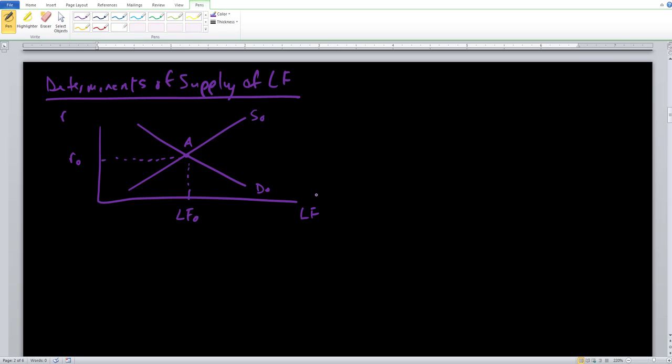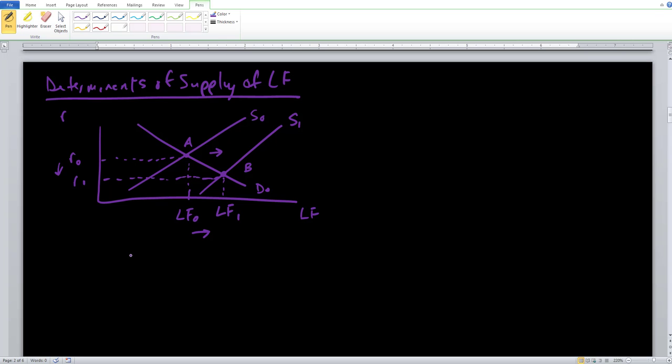We want to see what happens when we increase supply. Remember, with increases in supply, we shift it over to the right. We end up at point B. And what do we notice about our new equilibrium? Anytime we have an increase in supply, we're going to have a lower interest rate. Interest rates get pushed down, but we have a greater quantity of loanable funds, LF1, right here.